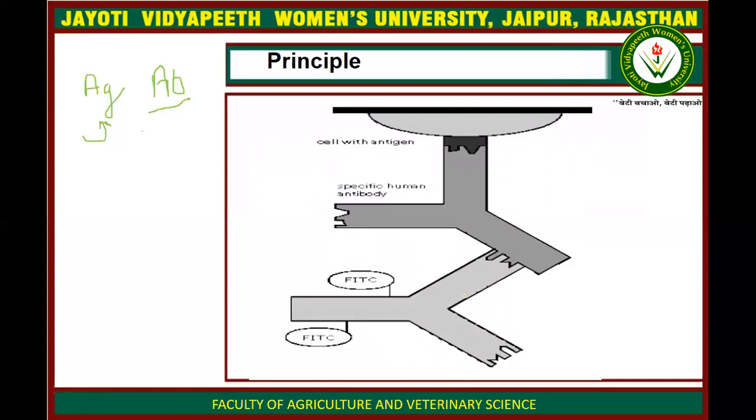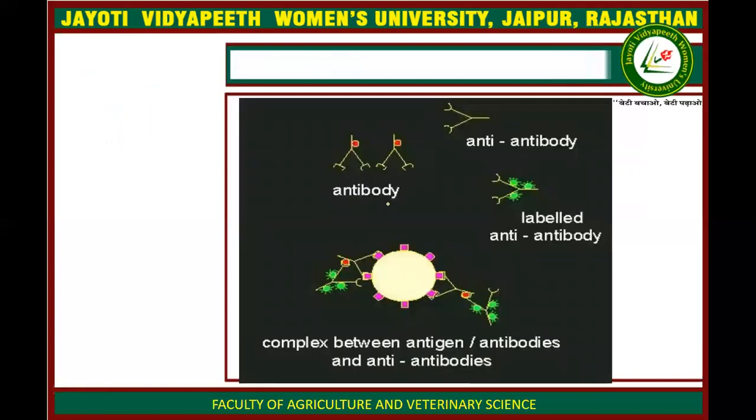So when it binds to the first antibody, it will emit some light, which can be detected, and which can detect the presence of some particular cell, some particular kind of antigen, some particular kind of proteins. So this is the basic diagram.